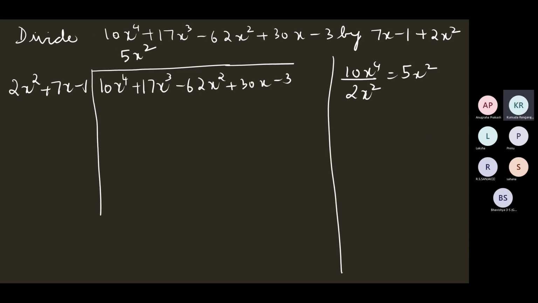So how do you do that? It is 5x squared into 2x squared. So 5 2s are 10. x squared into x squared is x to the power 4. Then 5x squared into plus 7x. So 7 5s are 35. Then x squared into x is x cubed. Then 5x squared into minus 1. So it will be minus 5x squared.